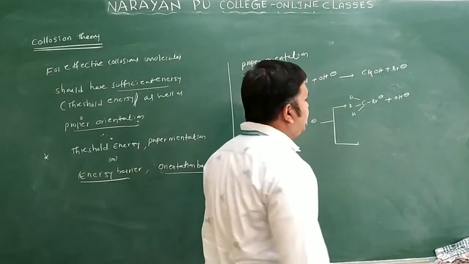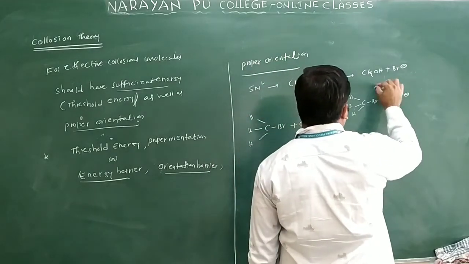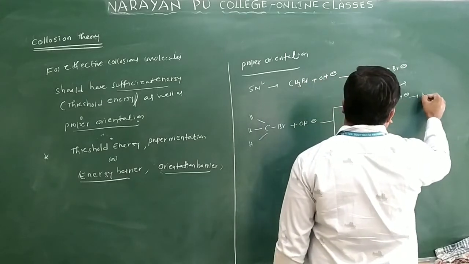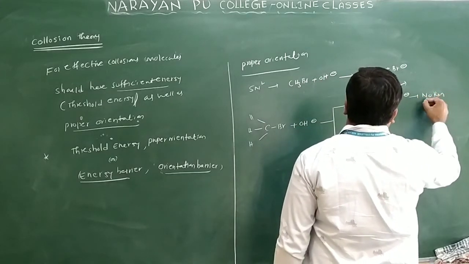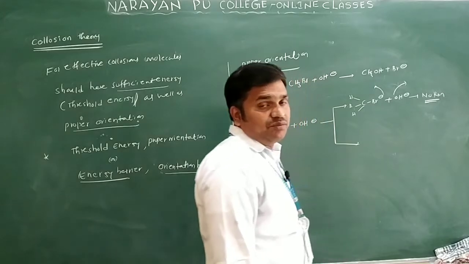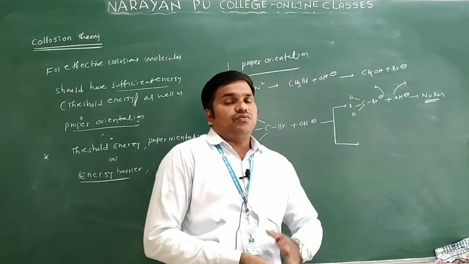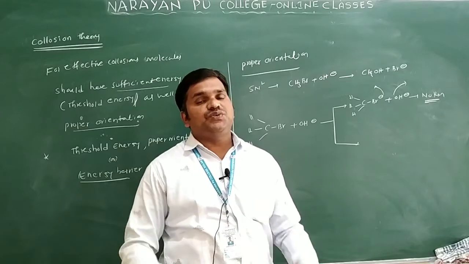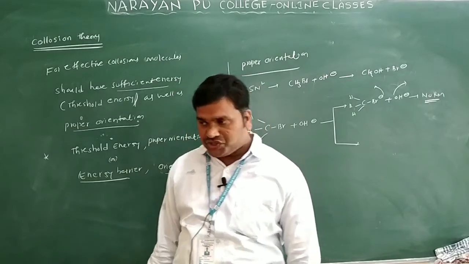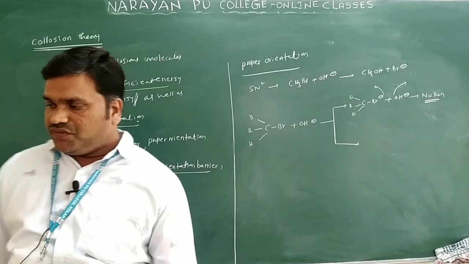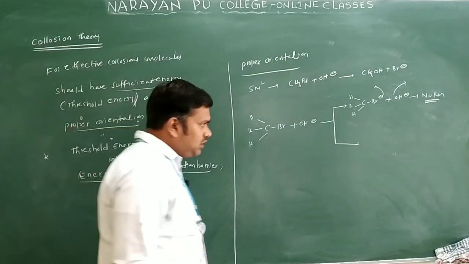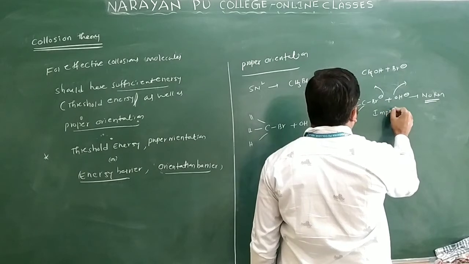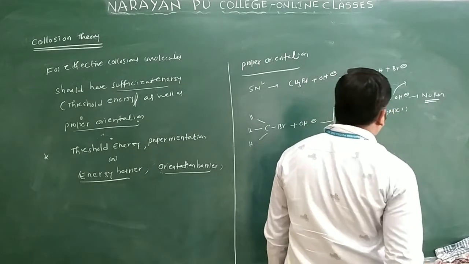Clear? If the Br minus is going on this side and this OH minus is also going from this side, then there is no reaction, because the alkyl halide is going from one side and the nucleophile is also going from the same side. There is no chance for the formation of the product. This is an improper orientation. Reaction does not take place.